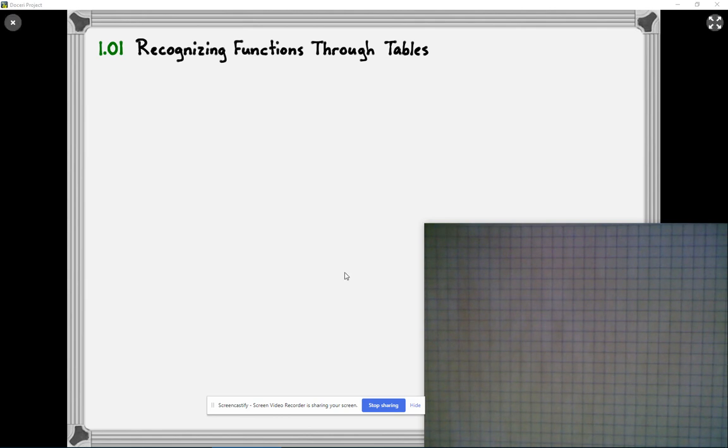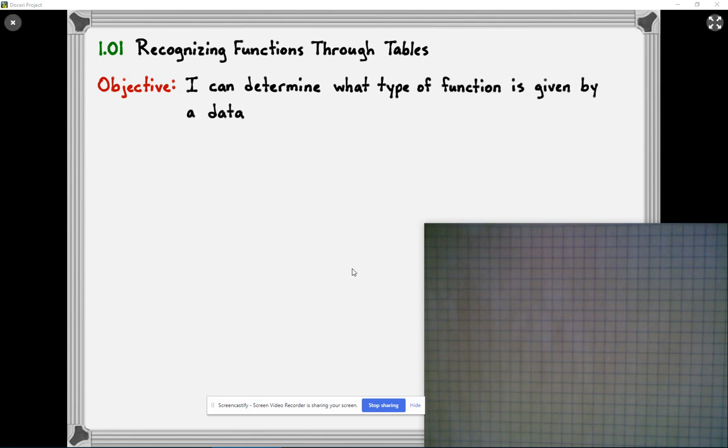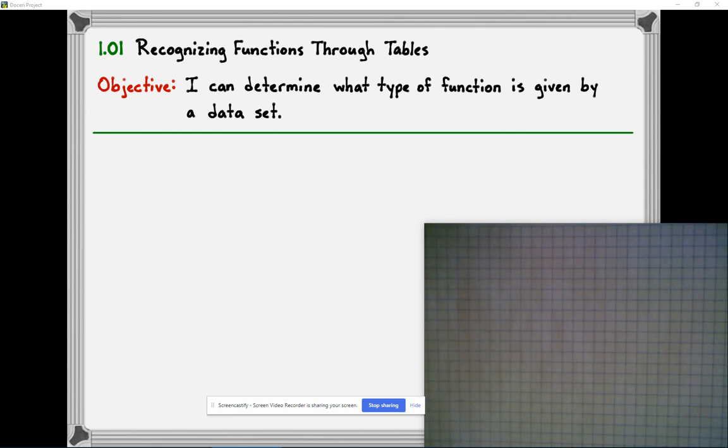Well, this year, we are going to add to those two functions something called the quadratic, okay? So our objective today is to be able to determine what type of function is given by a data set. And the three functions, again, we are going to familiarize ourselves with is linear, exponential, and quadratic. Quadratic being the focus of Math 2.